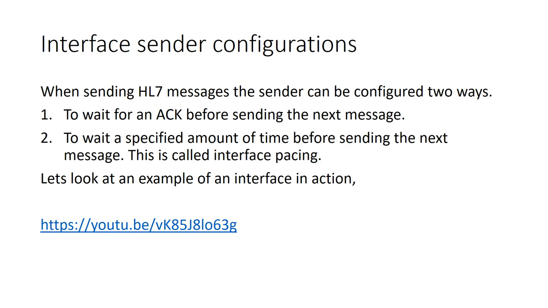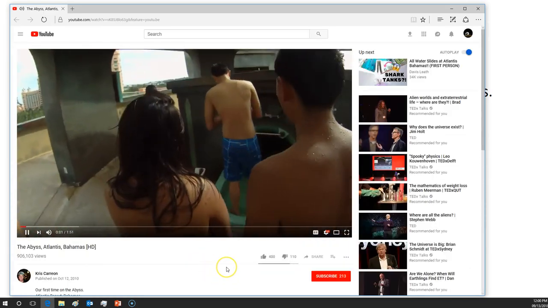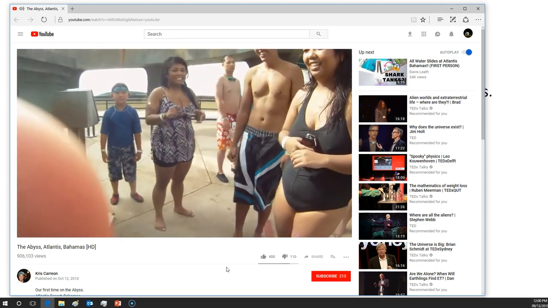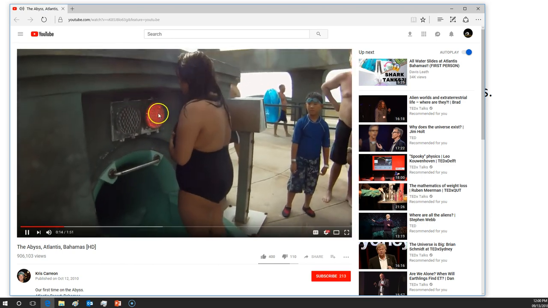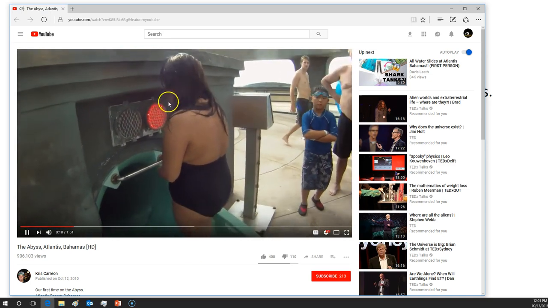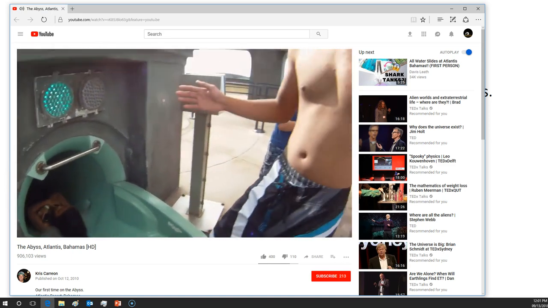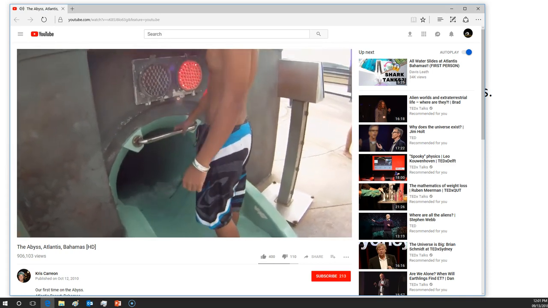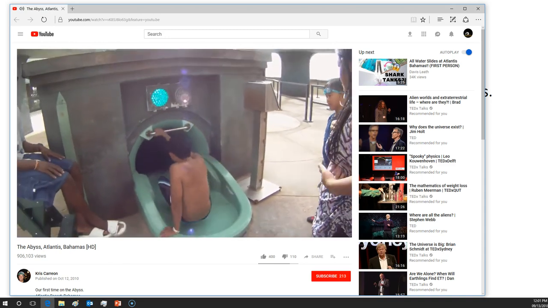So let's take a look at an interface in action. Okay, so hint, this is not an interface. This is actually a slide at Atlantis in the Bahamas. But it represents a good example of interface pacing. So the interface is red, right? And this is an ORU message waiting to go out the interface. Light goes green, out goes the next message. There goes the next message. That's probably a small ORM message. The message can't go until the interface light turns green. This is interface pacing. When the light goes green, the message goes.